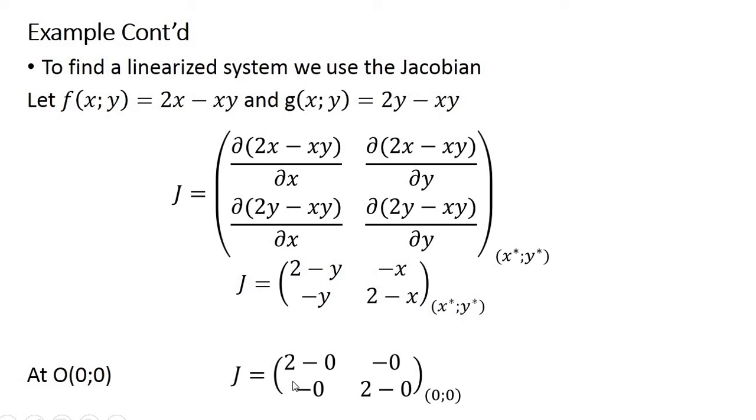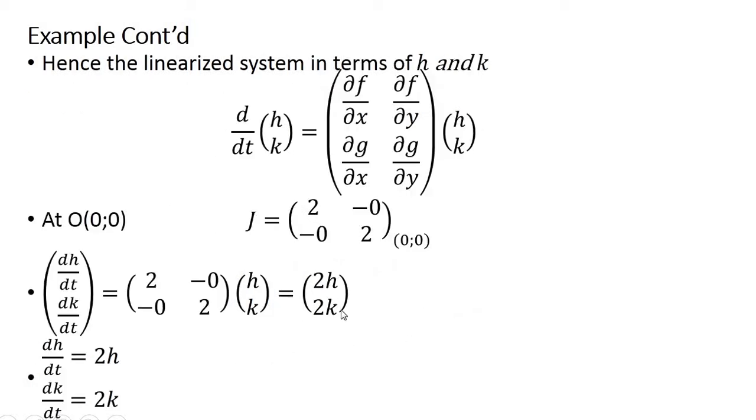So for the first equilibrium point, which is (0, 0), substitute all these values for 0, 0. The Jacobian will be given by 2, 0, 0, 2. So that would be the Jacobian.